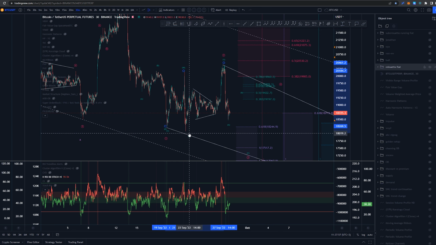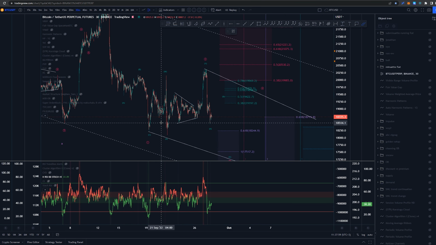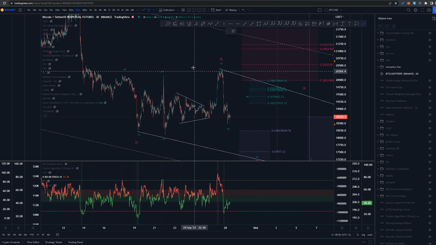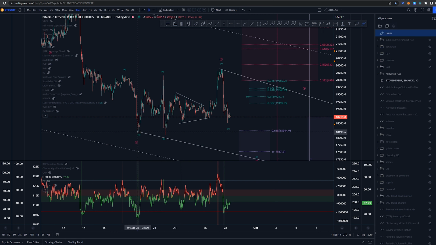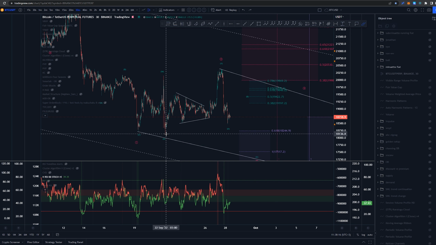Now I previously had the wave X here, and people were commenting that you can't have an A flat here, and yeah, I was not trying to play a flat here. I was trying to play a double zigzag, a zigzag here and a zigzag here, but again, as you see, that is taking out the previous lows, so I'm not quite sure if that is valid.